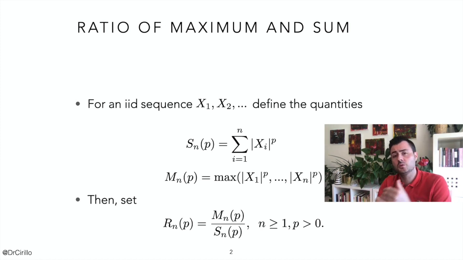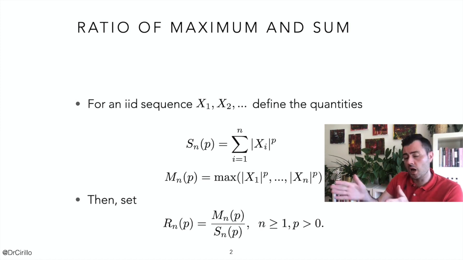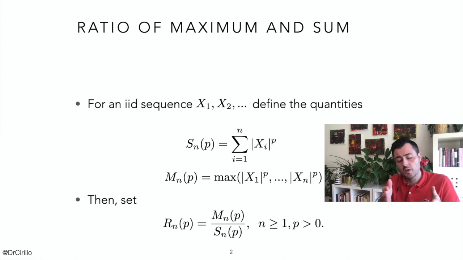For p equal to 2, what do we do? We take all our observations, we square them, and then we take the partial sum. If we do it for the partial maximum, we square them and we take the partial maximum, and so on. So this is what we do.